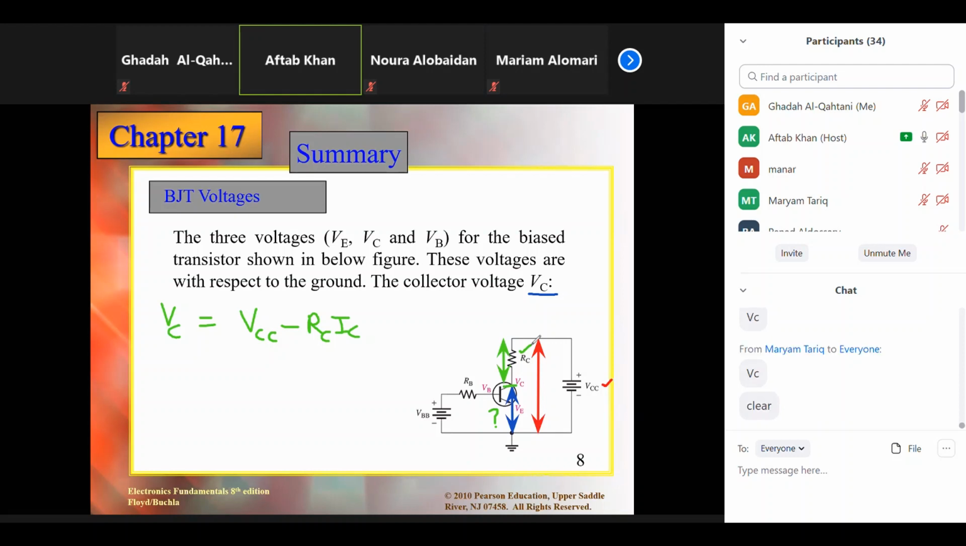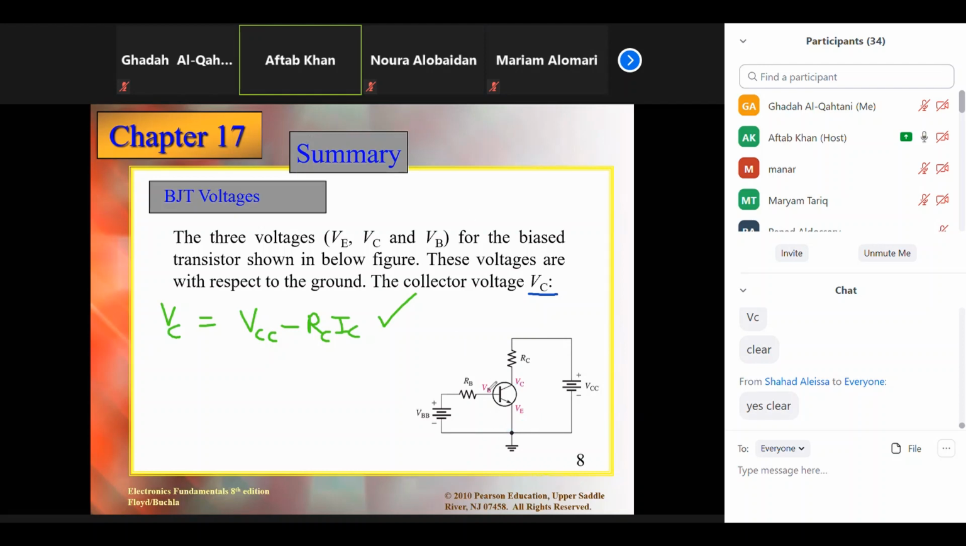Okay. This is VC, how we will be doing. So this is the formula you always have to use. So I'm just writing this one. You can just note it down, any one formula which we have to follow. So one is VCC. Next, next voltage is what?